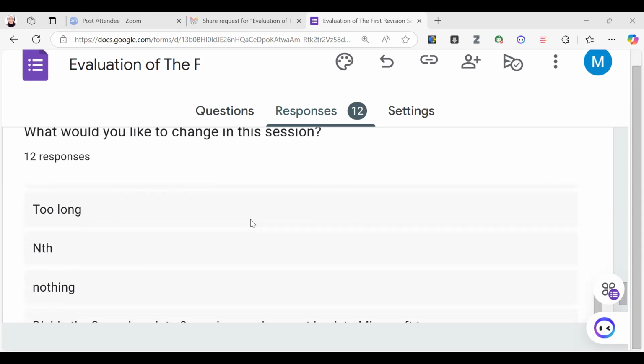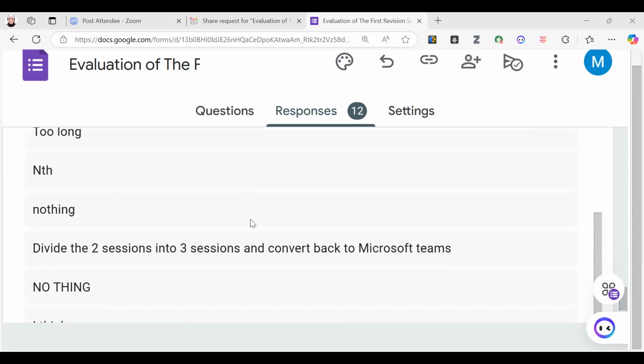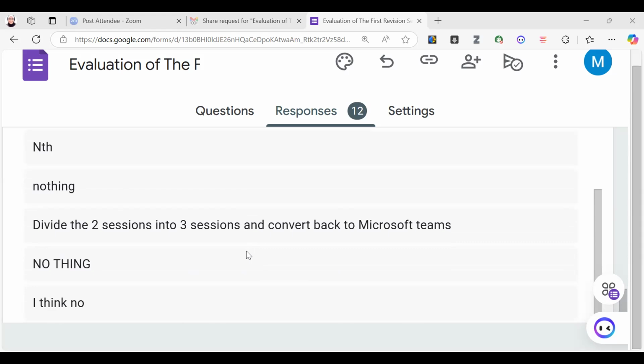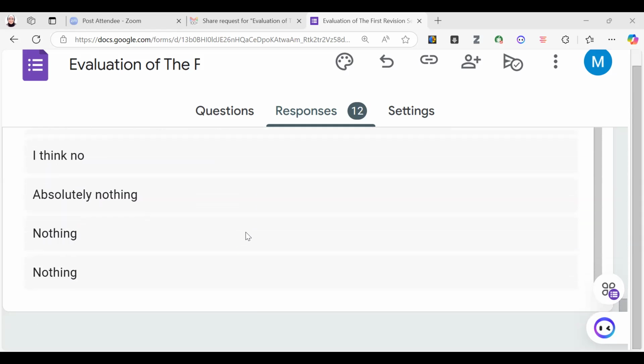Too long? It is long because we have revised a lot of topics. Nothing. Divide the 2 sessions into 3 sessions and convert back to Microsoft Teams. I think so too. Nothing. I think no. Absolutely nothing. Nothing. Yes, 2 more students didn't write their opinions. Tell me who is talking. Yes, somebody was talking.